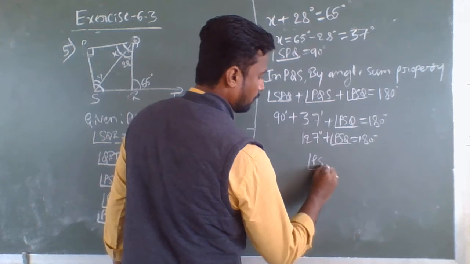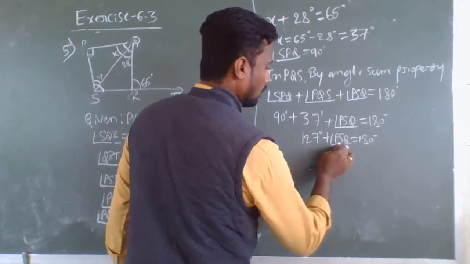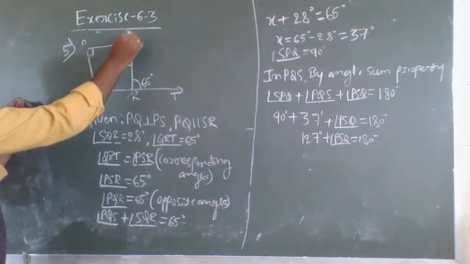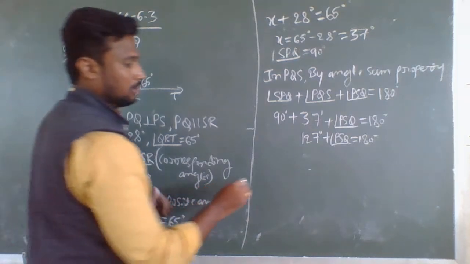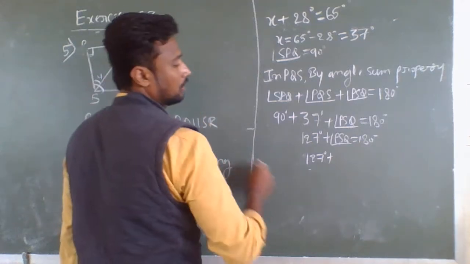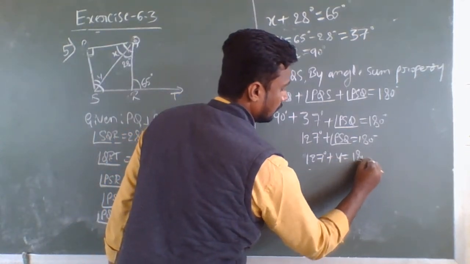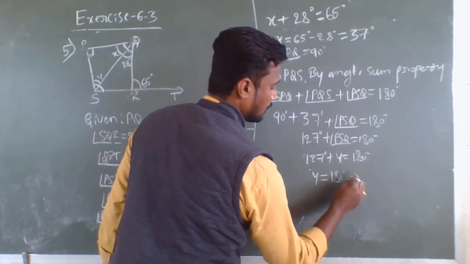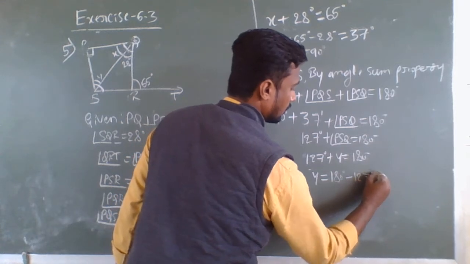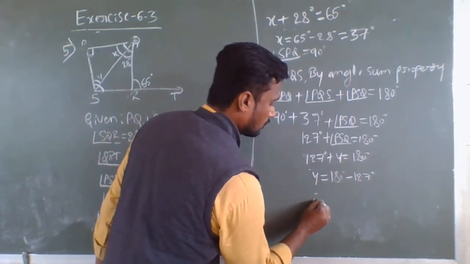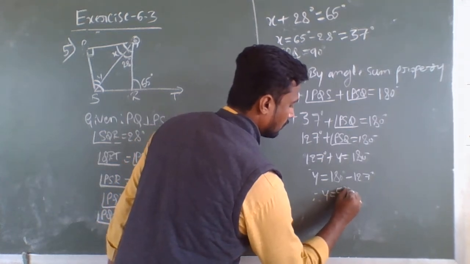Therefore, to get the angle PSQ, what is angle PSQ? Y. Here angle PSQ means y. So here I will write 127 degrees plus y is equal to 180 degrees. So now I can calculate the y value. Y is equal to 180 degrees minus 127 degrees. 180 minus 127 means, therefore y is equal to 53 degrees.